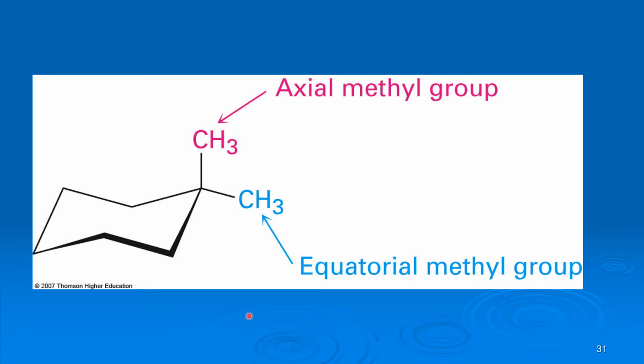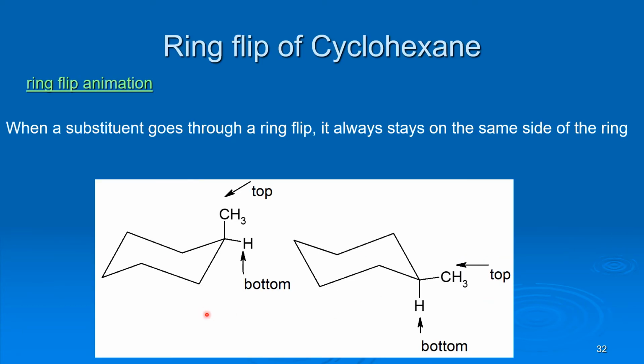All right, so here's a picture. This one has one of each, but remember that if it's mono-substituted, it'll just be one, and it'll either be in the axial position. So here's a methyl group in the axial position. Here's a methyl group in the equatorial position. So here's a mono-substituted cyclohexane. Here, the CH3 is axial, and here's the hydrogen.